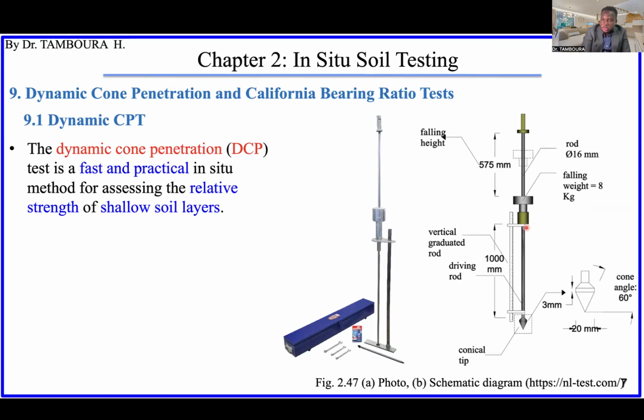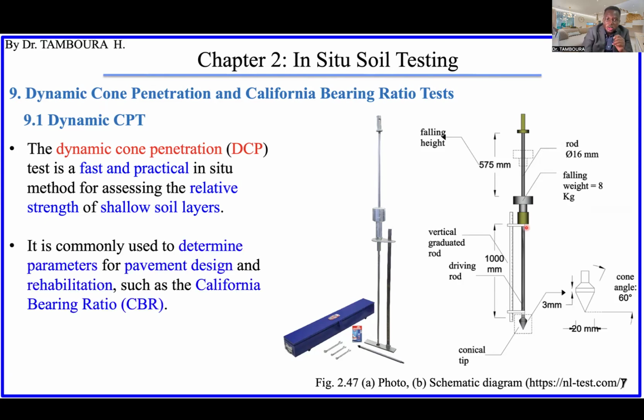Okay, because as you can see, it's kind of small, not too much stone. So it is mainly for the upper soil layer. For example, after an earthquake, if you want to know the strength of the soil, the upper layer, you can use this kind of device. It is commonly used to determine parameters for pavement design. So when you are constructing a road, for example, I think you know already that the California bearing ratio is used mainly for roads.